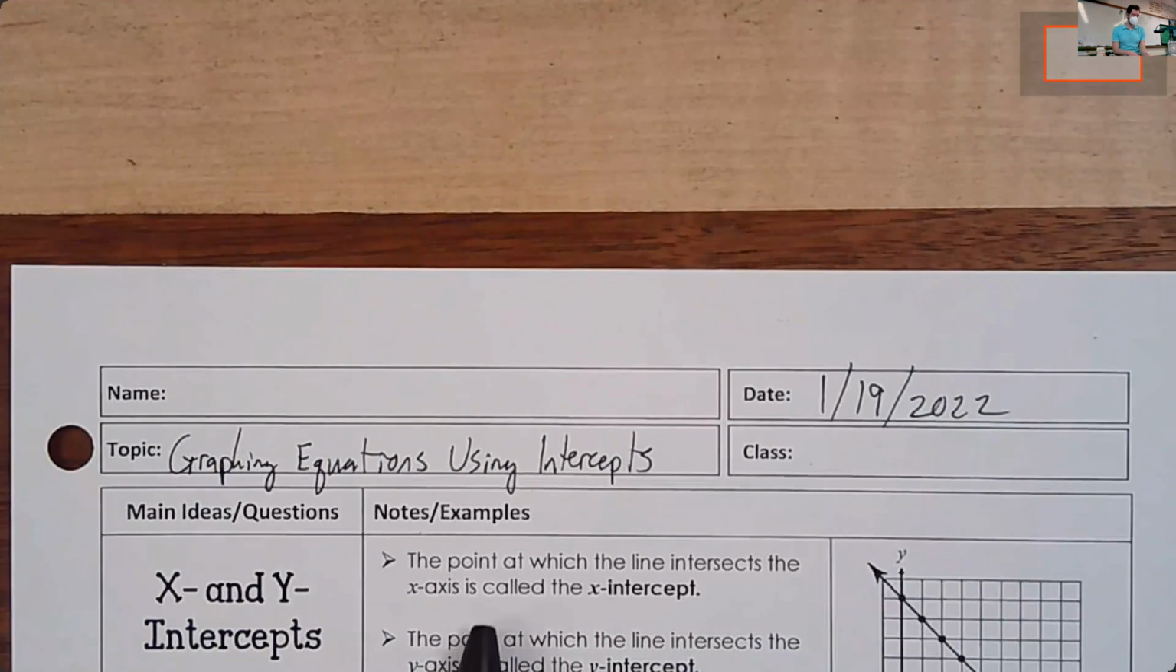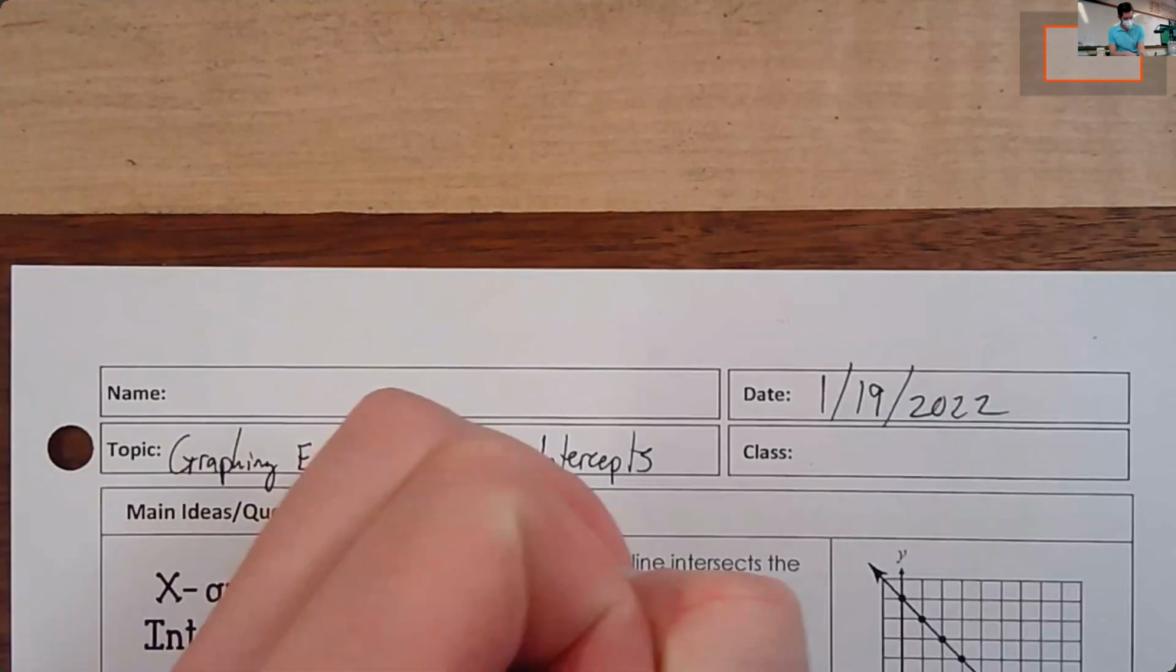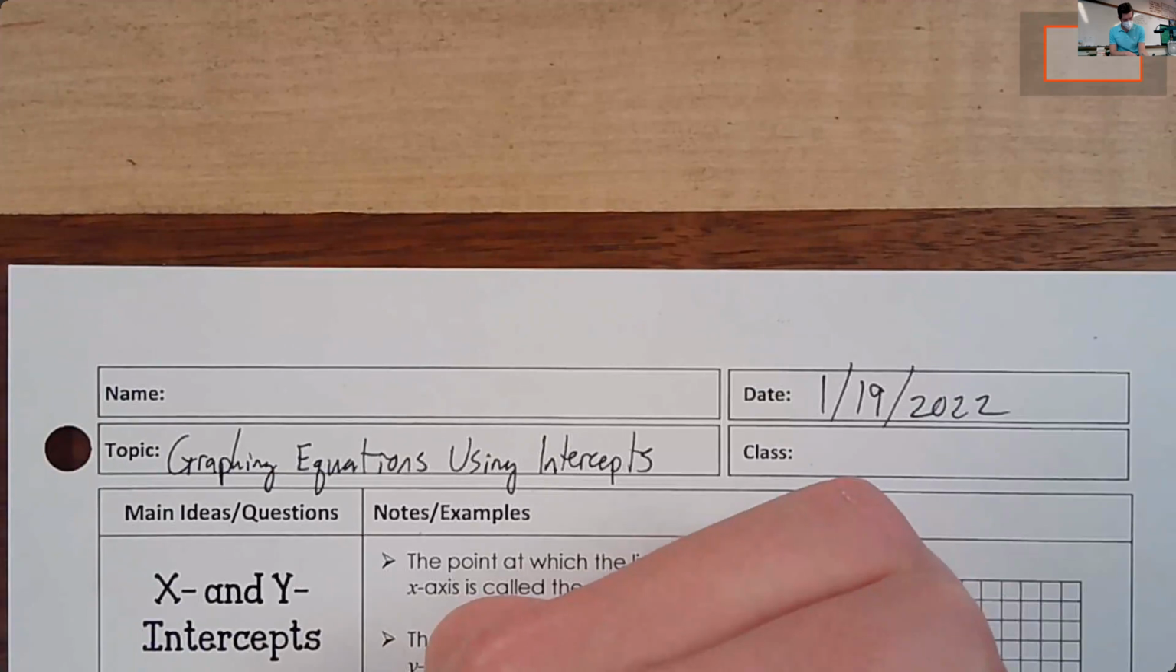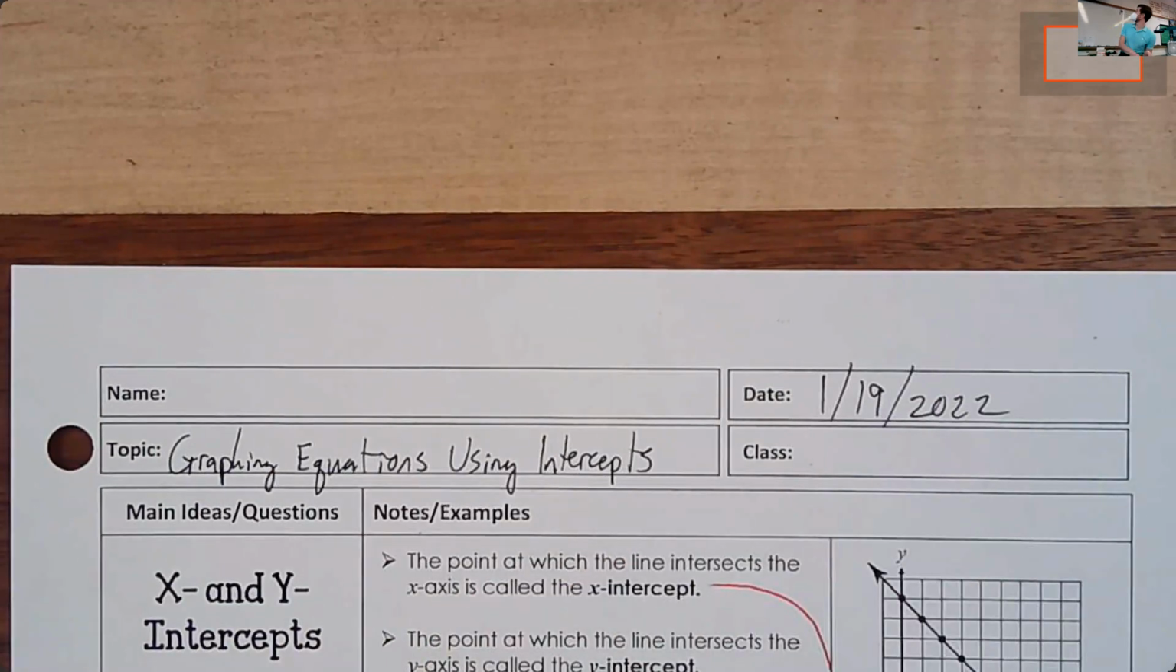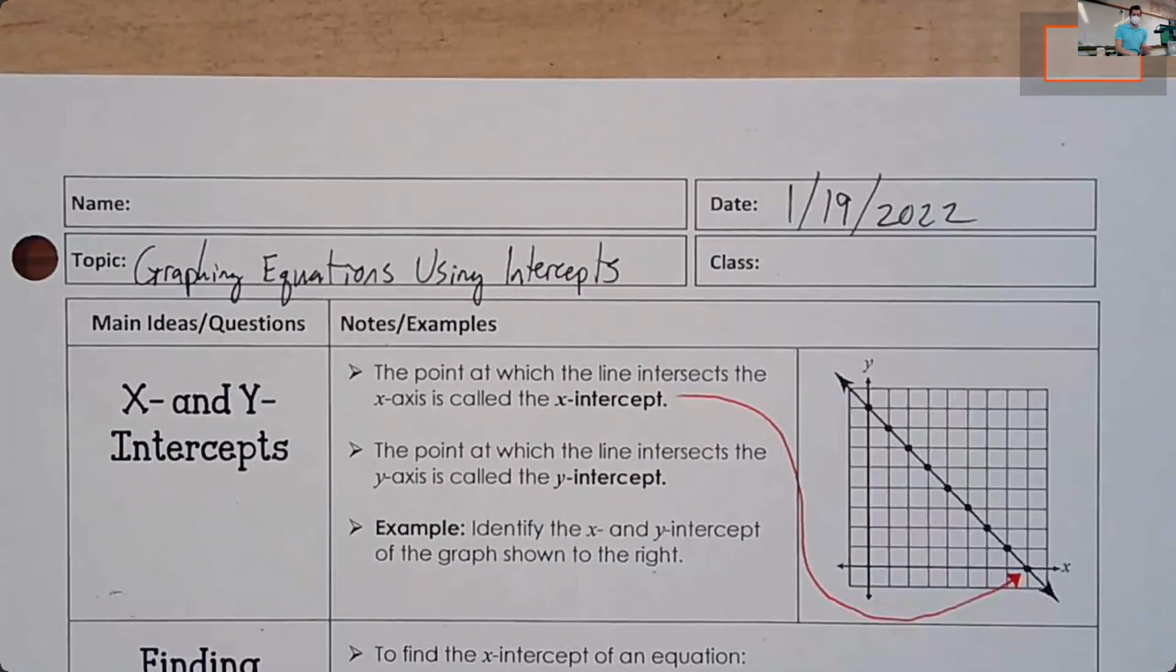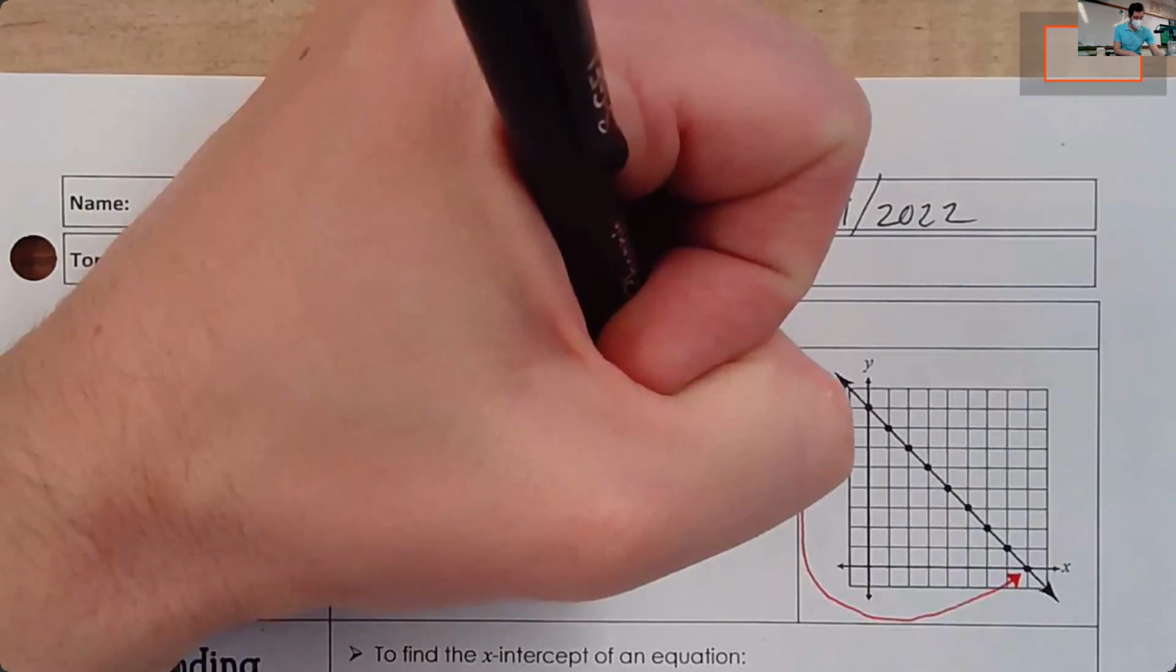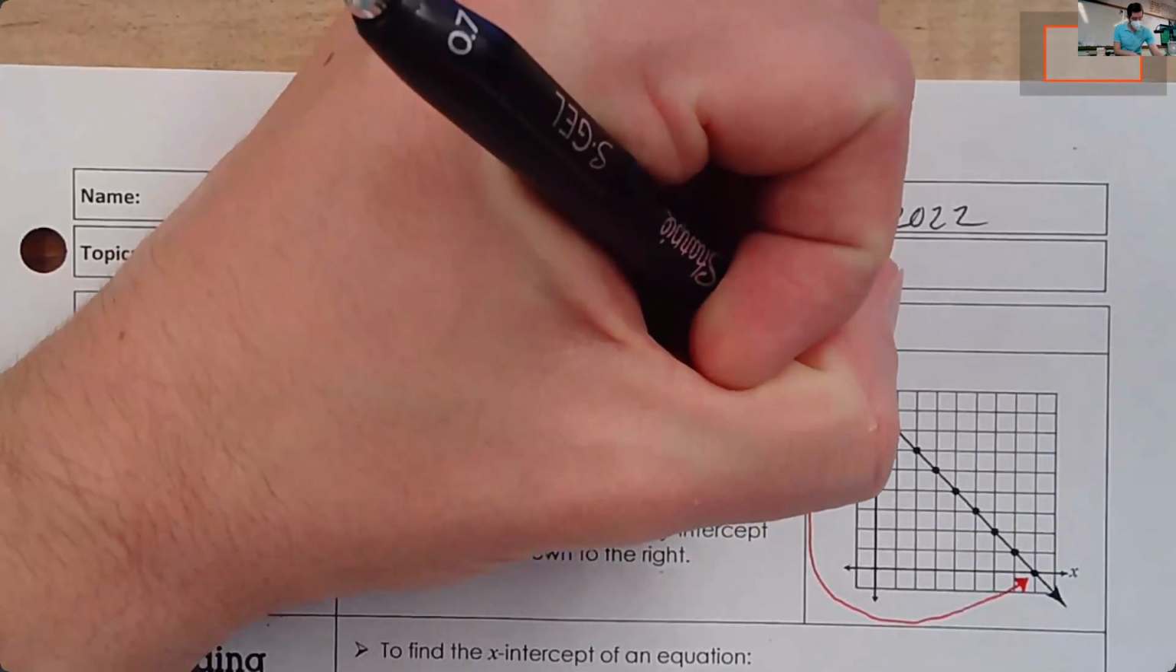The point at which the line intersects the X-axis is called the X-intercept. I'm going to try to do this without making it too crazy with the lines, but the X-intercept would be right here. There it is. Oops, let me move this up so you can actually see what I'm doing. So there is the X-intercept right there. The point at which the line intersects the Y-axis is called the Y-intercept. That would be this one right up here.